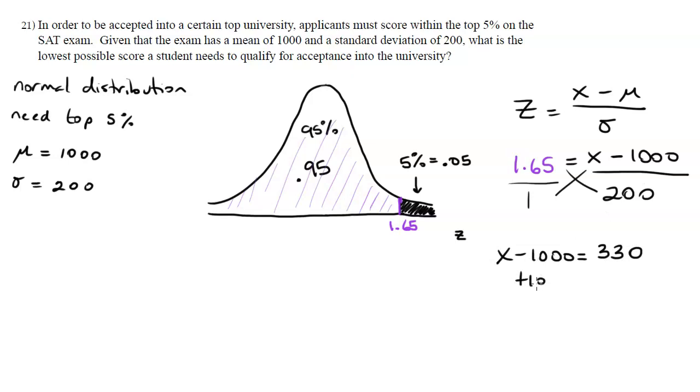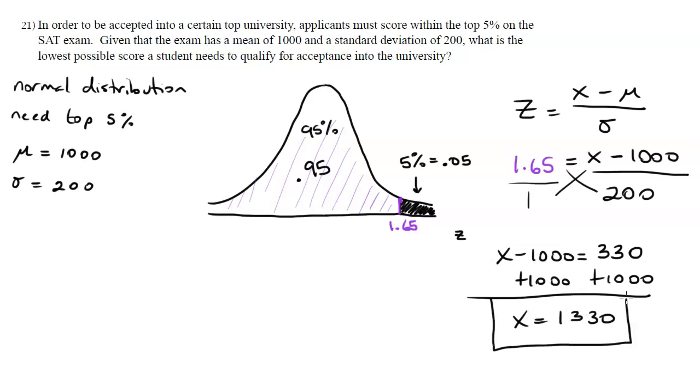I add 1,000. So x is 1330. That's the minimum score that a student needs in order to qualify for acceptance into the university.